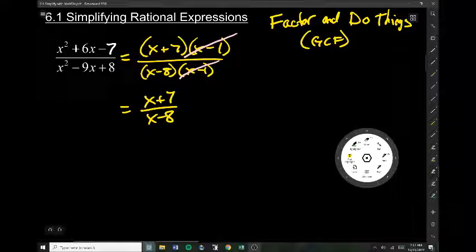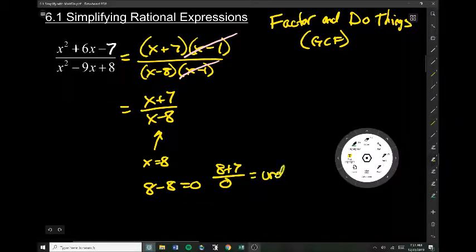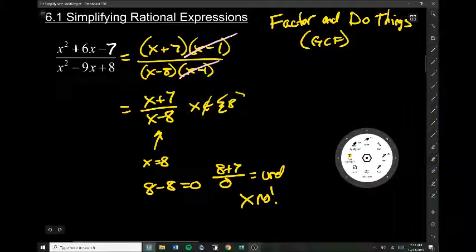Now that I've canceled and simplified the top, I have to recognize if on the bottom x were to equal 8, the bottom would become 8 minus 8, which is 0, and I would have something on top divided by 0, which is undefined. That's no good. We can't be dividing by 0. So we have to specify in this expression the domain is such that x is not 8.